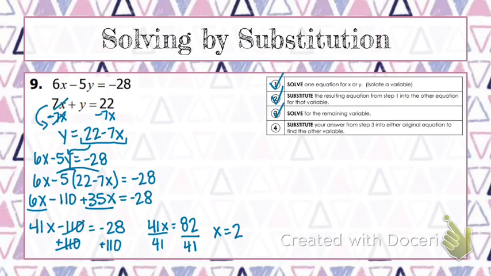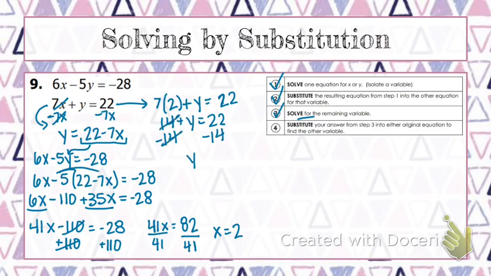Now we're going to substitute x back into either original equation, it does not matter which one, and solve for the other variable. So solve for y. Again, I think this equation looks like less work. That's where I'm going to put my x. So 7 times 2 plus y equals 22. So 7 times 2 is 14 plus y equals 22. Subtract 14 from both sides, and we get that y equals positive 8. And so we write our answer as an ordered pair, 2, 8. And that's your answer. Good job.